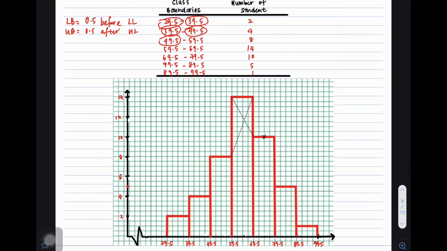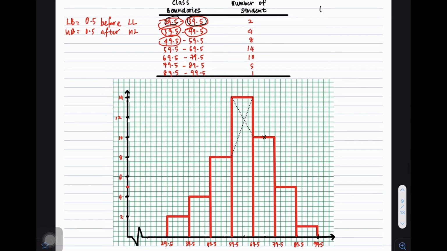Okay, midpoint adalah lower class boundary plus with the upper class boundary bahagi dengan 2. So 29.5 plus with 39.5 you will get 69. 69 divided by 2 you will get 34.5. Okay, 34.5. Okay, so the first one is 34.5. So 34.5 will be here, because you have 2.5 is 5, 29 plus 5 is 34.5. Okay, midpoint dia dekat tengah-tengah ni. So sama je dekat semua kelas.